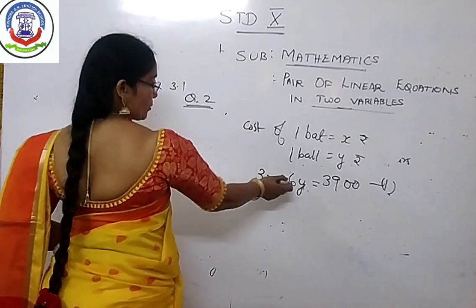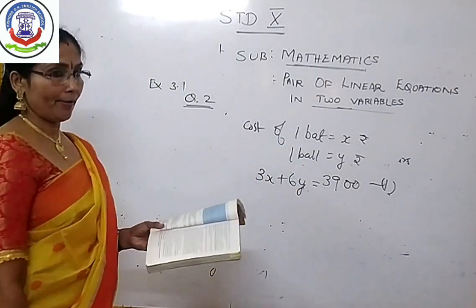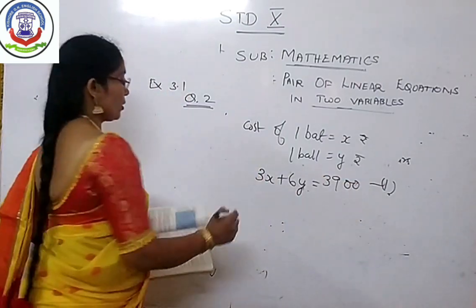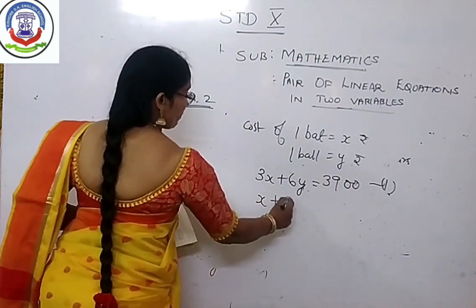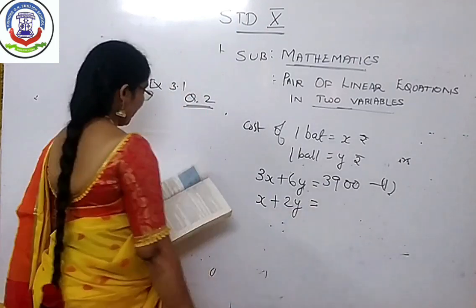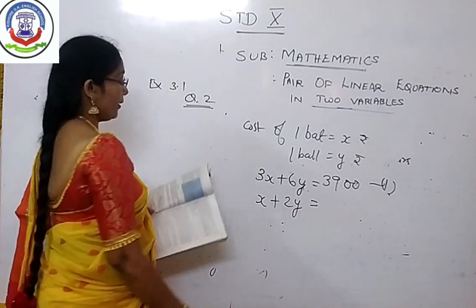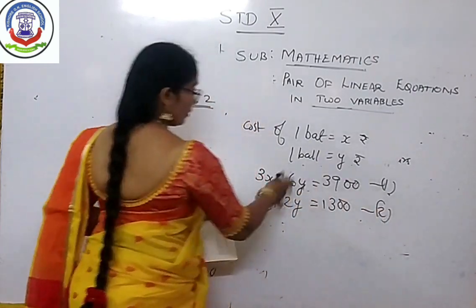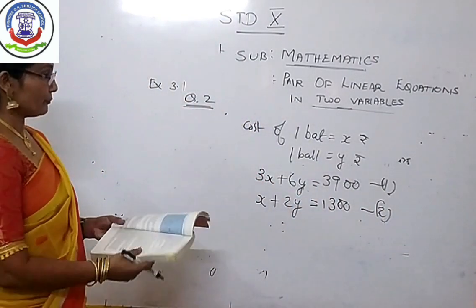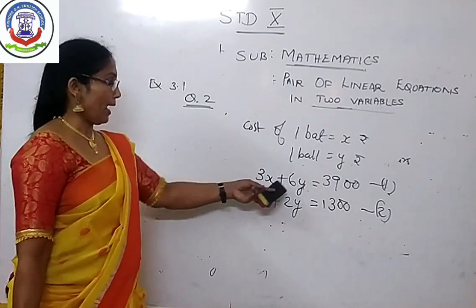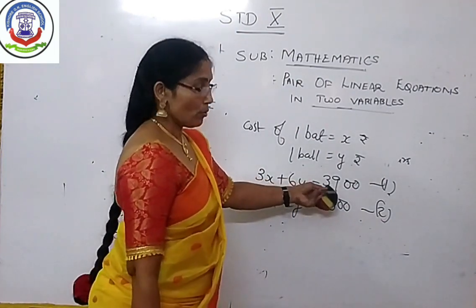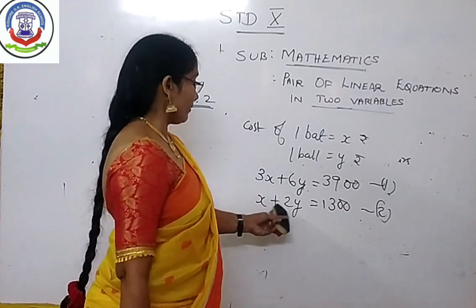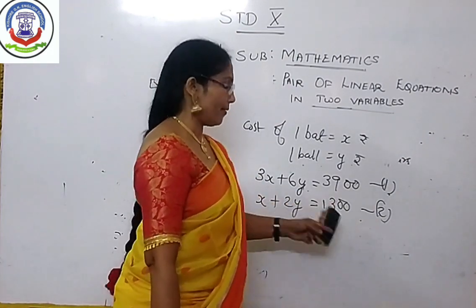Now first case: 3x plus 6y is equal to 3900. Again she buys 1 bat and 2 more balls. 1 bat means x plus 2 more balls means 2y is equal to 1300 amount. Now you got the equations, clear for you. 3 bats and 6 balls for the amount 3900. 1 bat and 2 balls for the amount 1300.